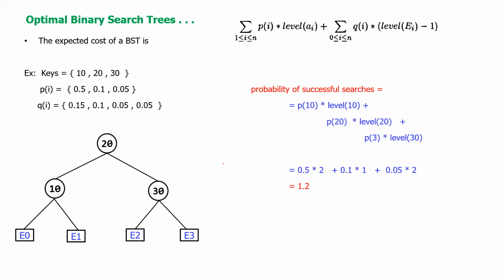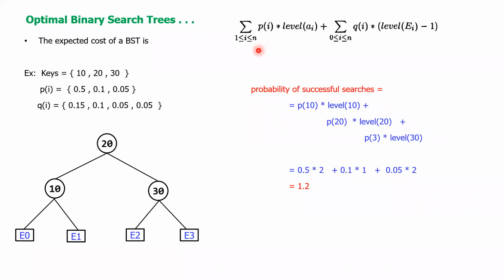Right? Now, how do I find the cost of this tree? The cost of this tree can be calculated by using this formula. The first term here is the probability of successful searches. The second term in the equation is the probability of unsuccessful searches. And the sum of successful searches plus unsuccessful searches is going to be the total cost of the BST.